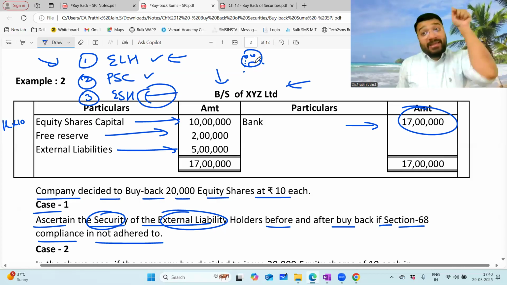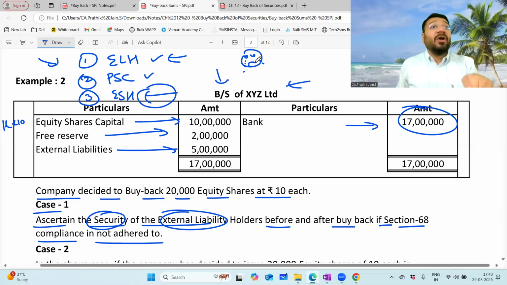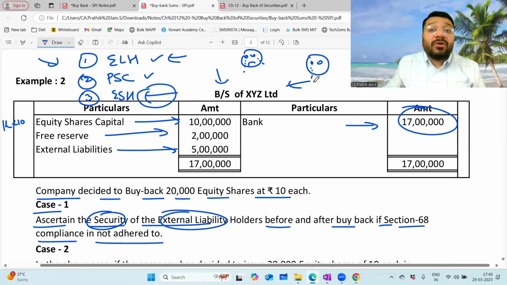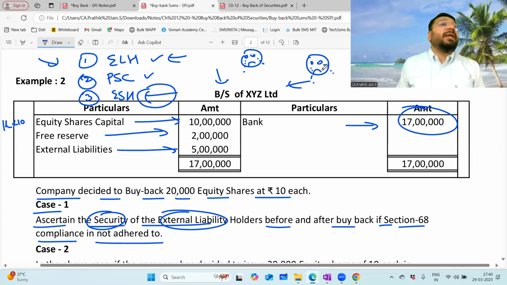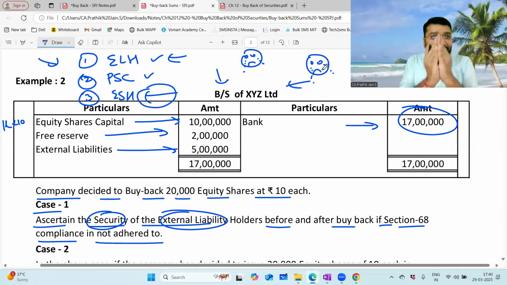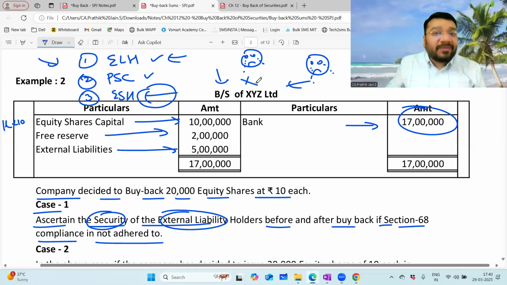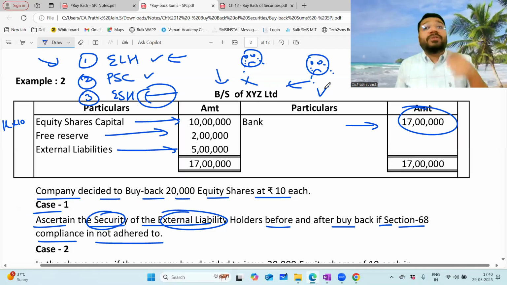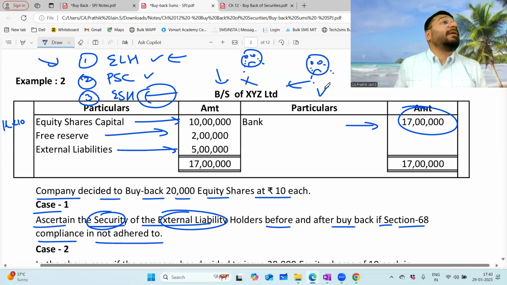Correct? And if buyback is not done, hostile takeover is possible. The competitors can take over the shares of my company and the promoters could be kicked out. So there, if the buyback is not done, who will end up crying? Promoters will end up crying. So now, it was the responsibility of the Companies Act 2013 to come out with an in-between path where neither the external liability holders are affected because of this buyback process, at the same time, the buyback can be proceeded by the company to prevent the hostile takeover.